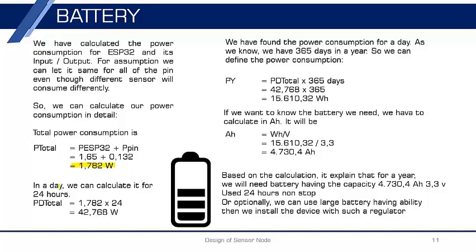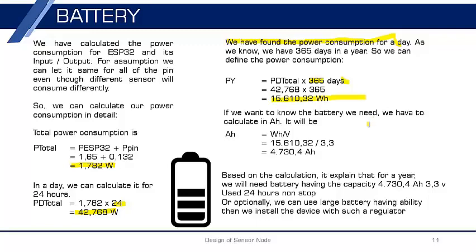Then we got the total power consumption of 1.782. In a day we can calculate by multiplying with 24 hours, so we get 42.768. And then we have found the power consumption for a day, so we just multiply it by 365 days and we get this number.